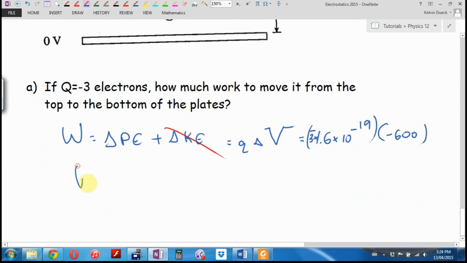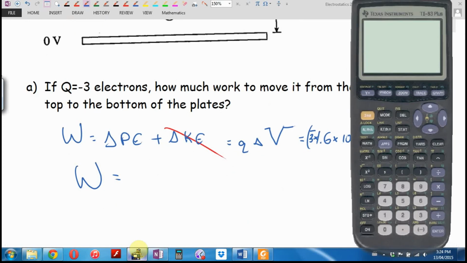Well, crunch the numbers, Mr. Dueck. 3 times negative 1.6 times 10 to negative 19 times negative 600. It would take that many joules of work. Not a very big amount.